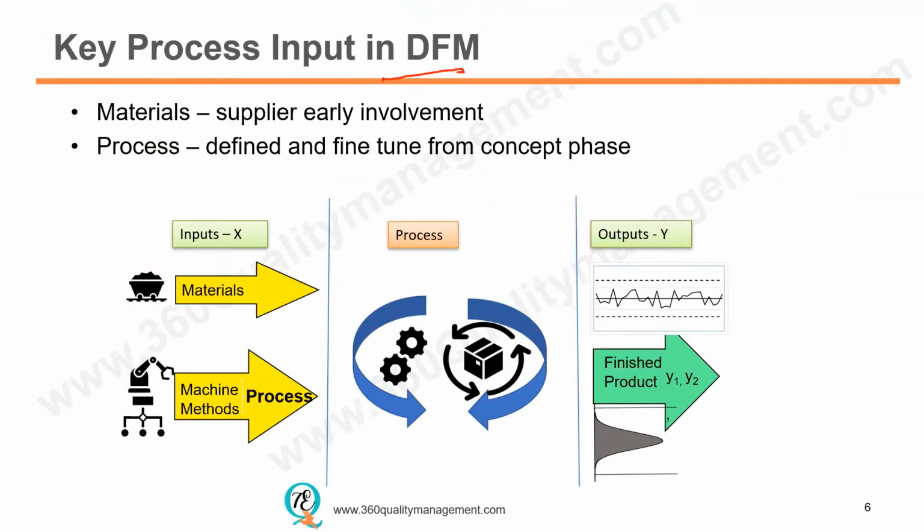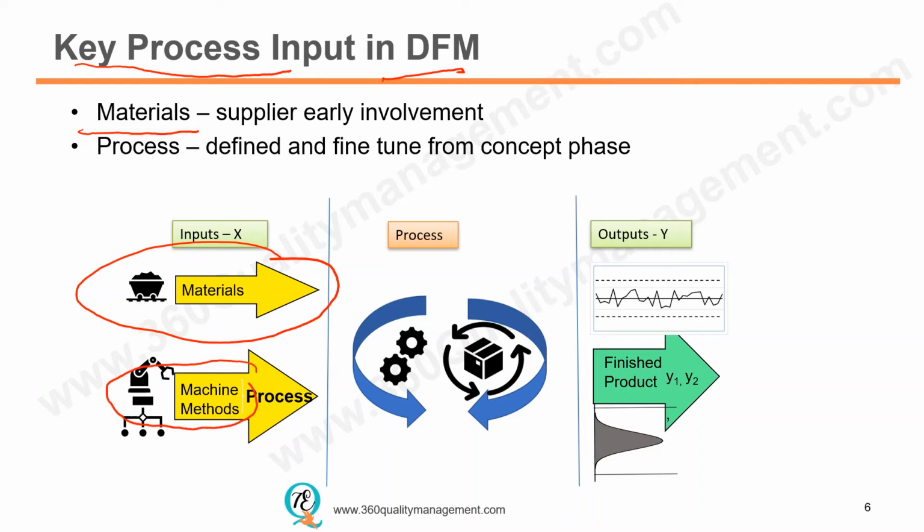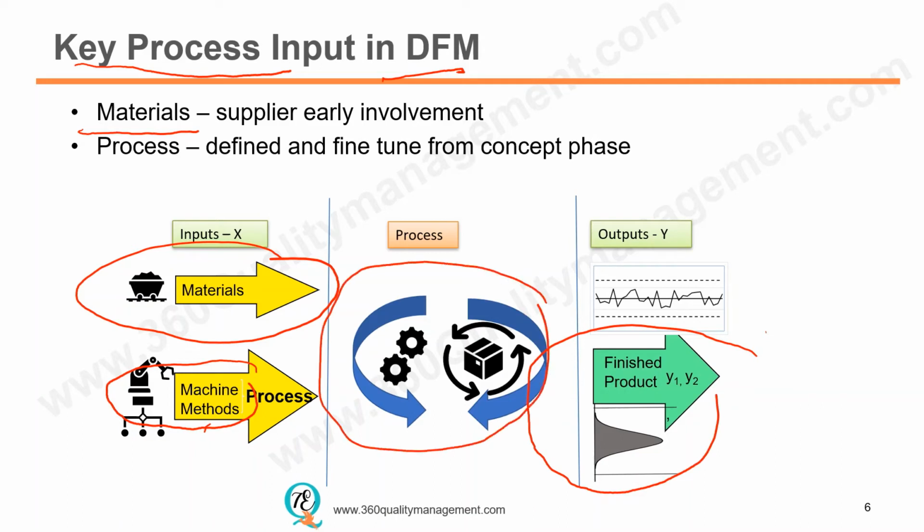In DFM, the key process inputs that are considered are materials, which include suppliers' early involvement, and also the process inputs of machine, processes and methods, that is the process steps to transform the products, to ensure the sustainability of product quality in a manufacturing process.